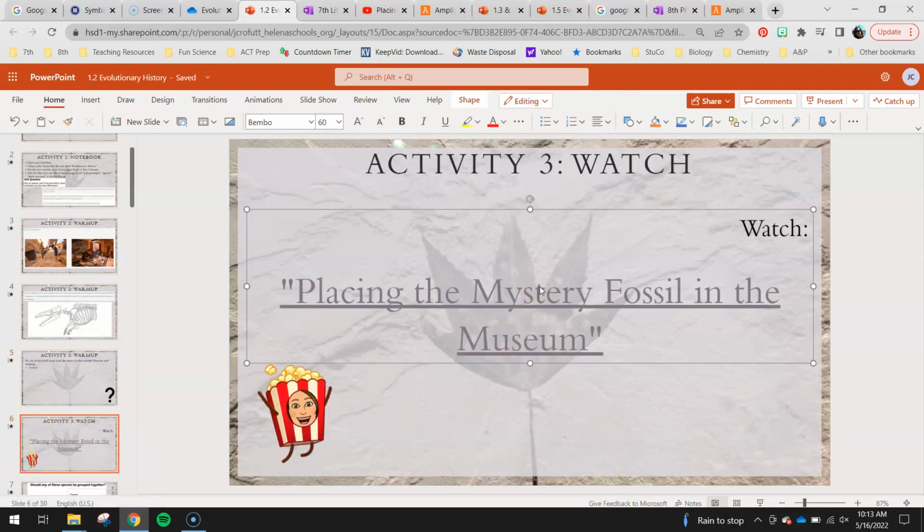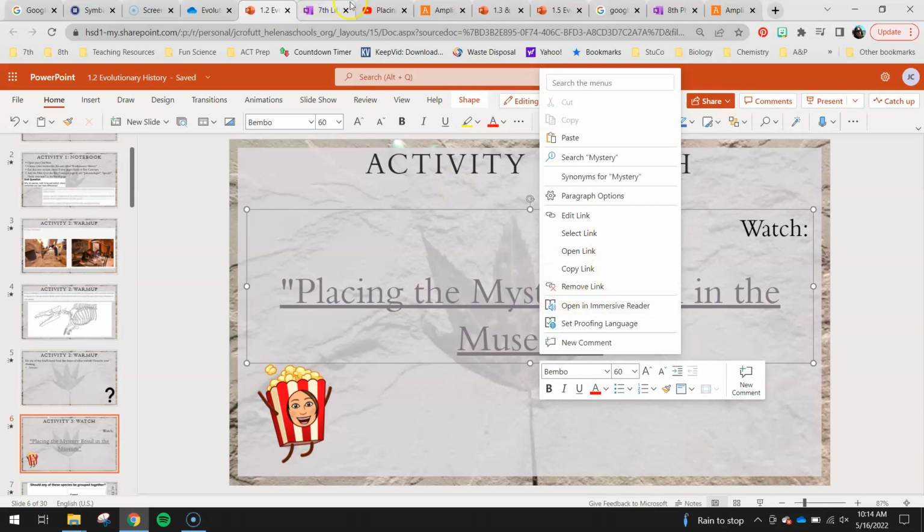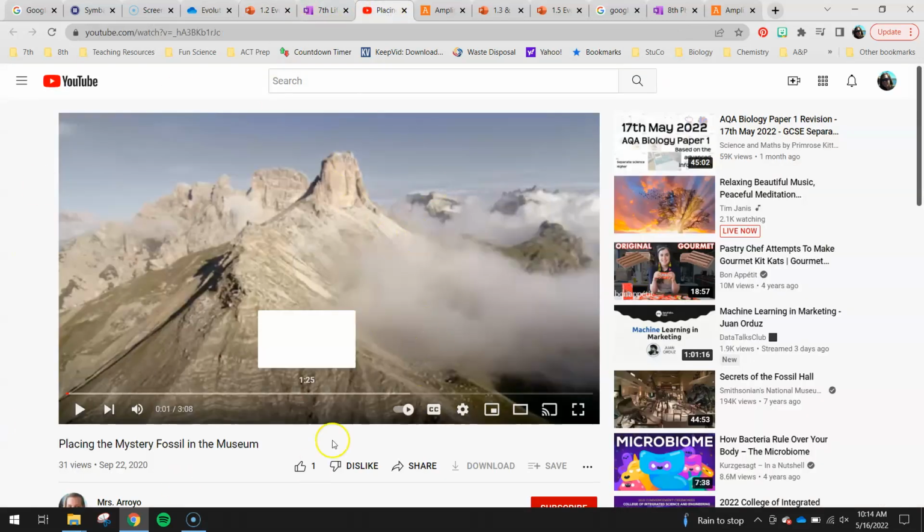On activity 3, you have a little video to watch. You will right-click and open up this video, and you will get this little video pop up here. It's about 3 minutes long. You are going to learn about how we're going to be placing this mystery fossil. Again, pause this video, take about 3 minutes to watch this video, and then we'll move on to the next part.